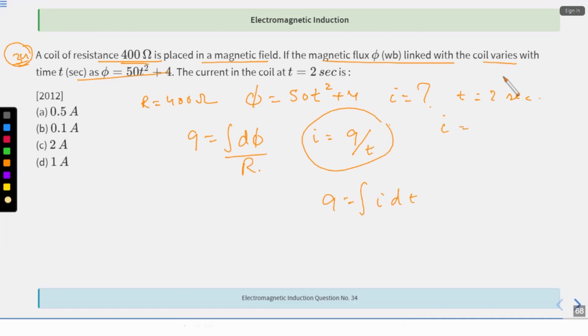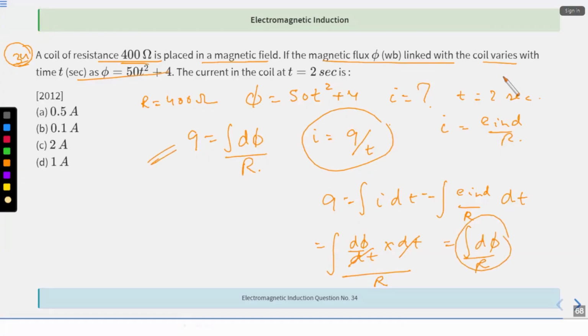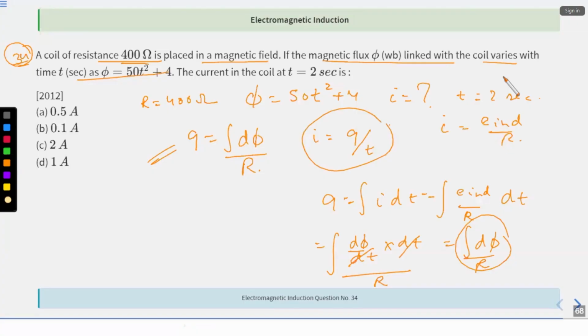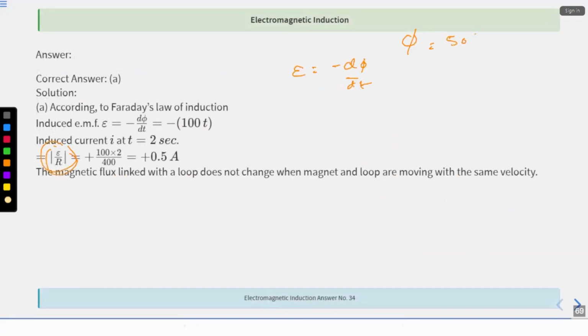I you can write as EMF induced divided by R. So it would be EMF induced divided by R into dt, which would be given by d phi by dt into dt divided by R. Dt will cancel. It would be integration of d phi by R. That's what I wrote here directly. Cool. So let's see. Same thing is done here. So EMF is d phi by dt. Phi is given to me as 50 t square plus 4. So it would be minus d by dt of 50 t square plus 4. That would be 100 t. Okay. So this is my EMF.